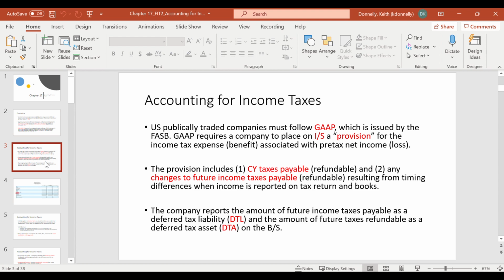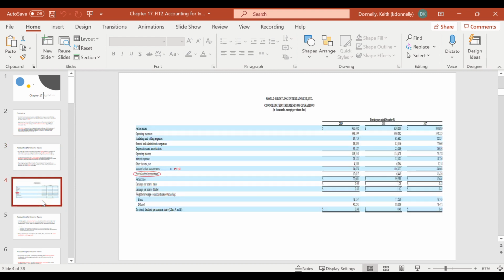The stuff that's going on later, in light of temporary differences reversing, whether favorably or unfavorably, those are going to be deferred tax liabilities or deferred tax assets on the balance sheet. So this is a combination of the income statement and the balance sheet.